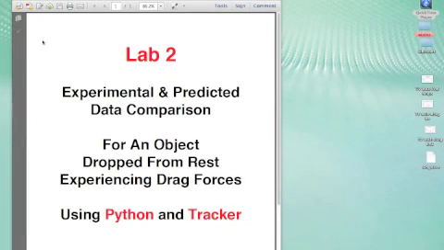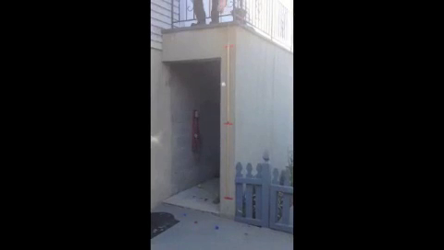This is Physics, Lab 2, Experimental and Predicted Data Comparison for an object dropped from rest experiencing drag forces using Python and Tracker. As seen in the next video, a small paper crumpled into a ball dropped from 2.5 meters.